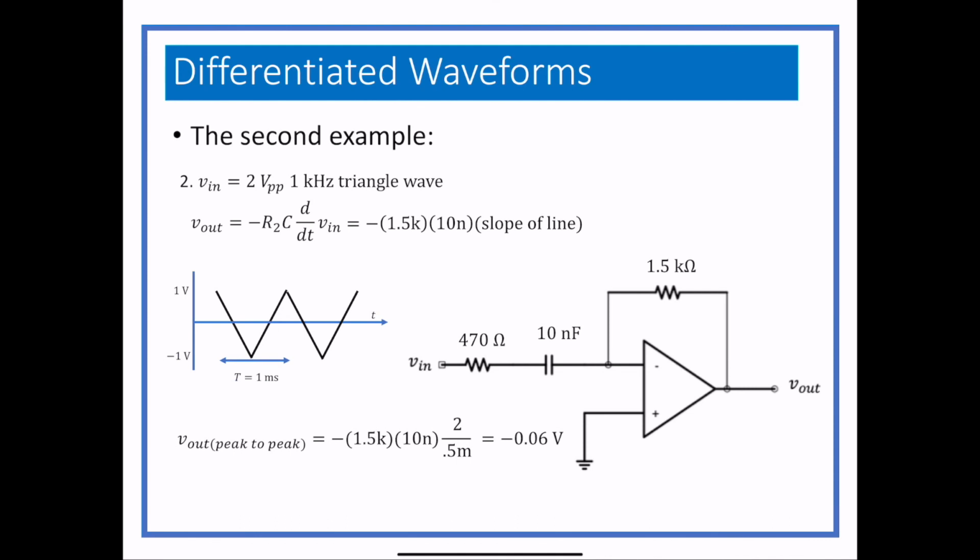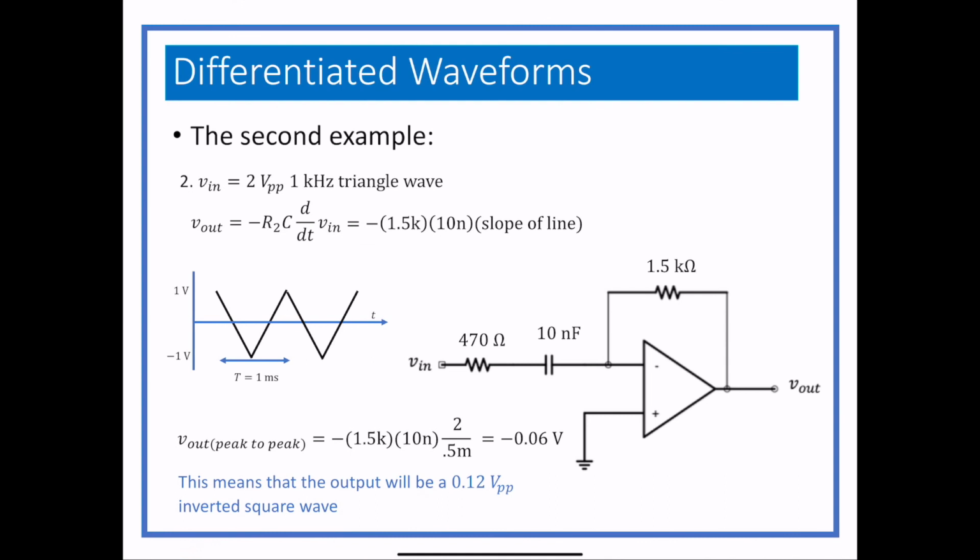And what that means is that is the bottom part of the waveform, and then it's going to go up to that at the top. So to get the peak to peak, we actually have to double that. We get a 0.12 volt peak to peak inverted square wave is what we will get, since we got a negative value there.